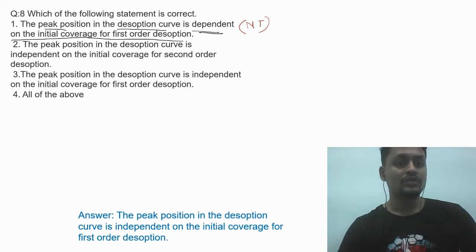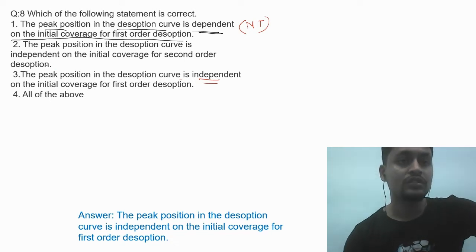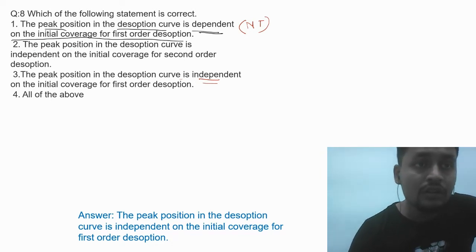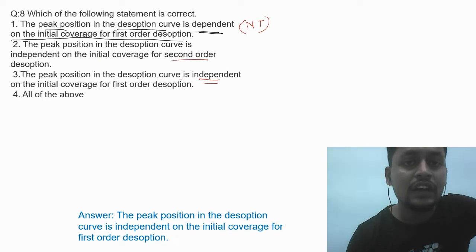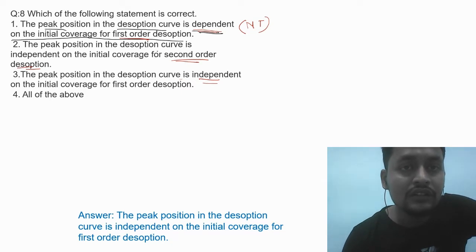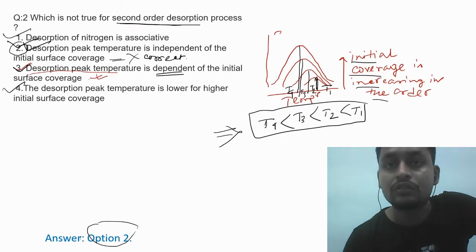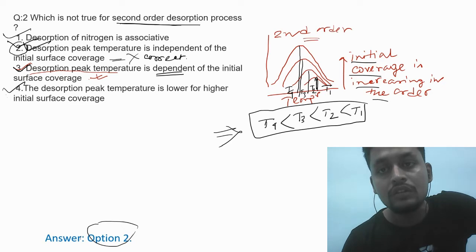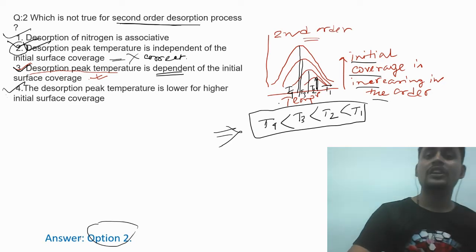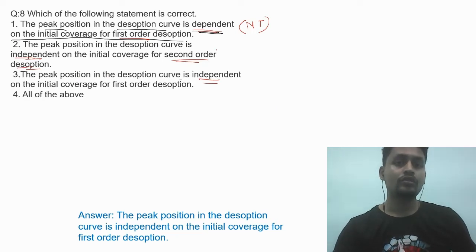Let me come one by one. Let's come to the second option. The peak position in the desorption curve is independent of the initial coverage for second order desorption. The earlier option was dependent for first order, so that is wrong. And here it is written independent for second order desorption. We have already seen that for second order desorption, the peak position is actually dependent upon the initial coverage. So this is also not true. This is false, and that is false.